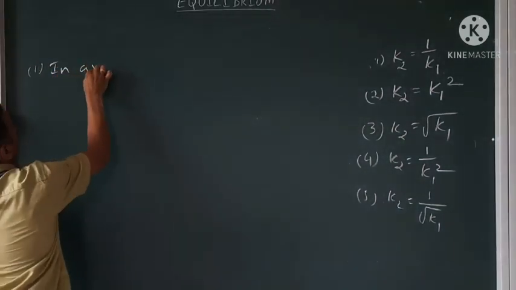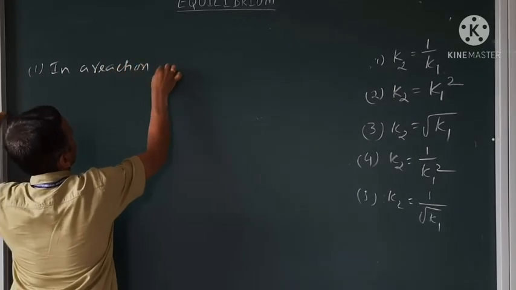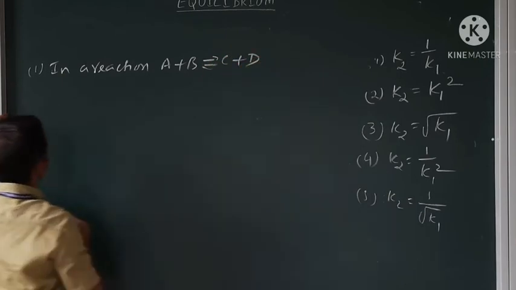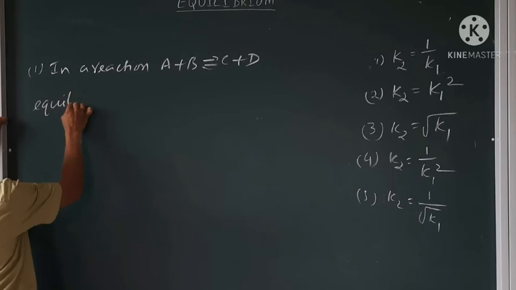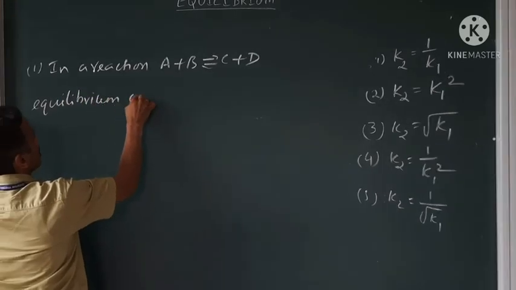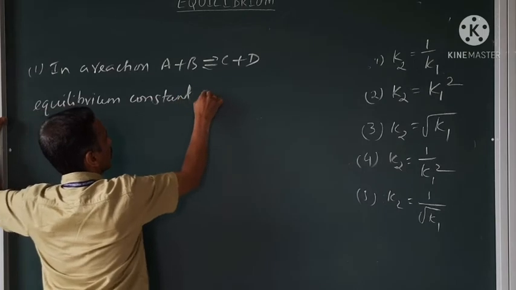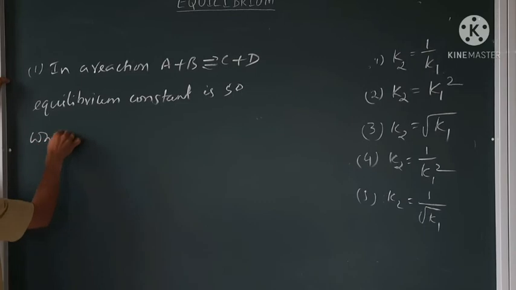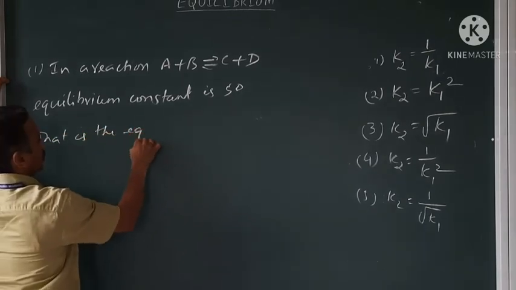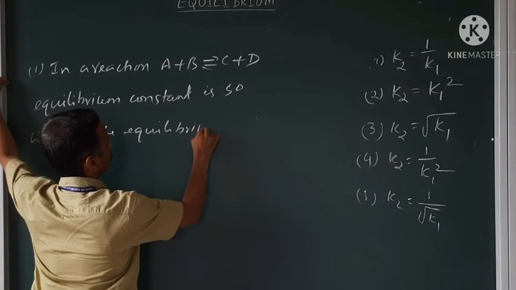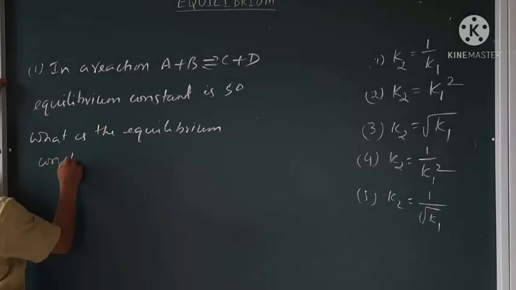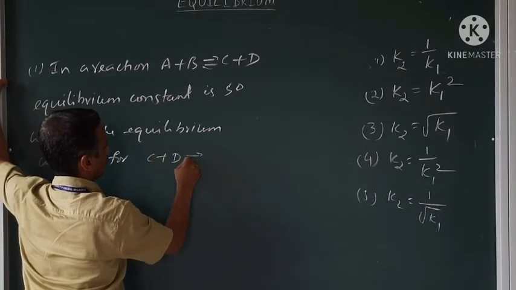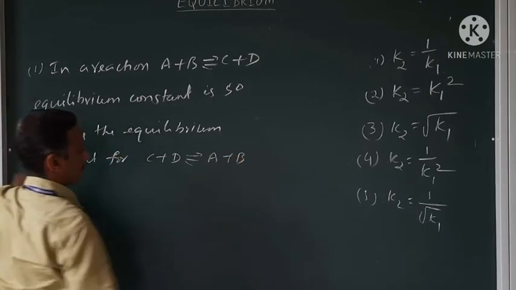In a reaction A plus B, which is in equilibrium with C plus D, the equilibrium constant is 50. What is the equilibrium constant for C plus D giving A plus B?